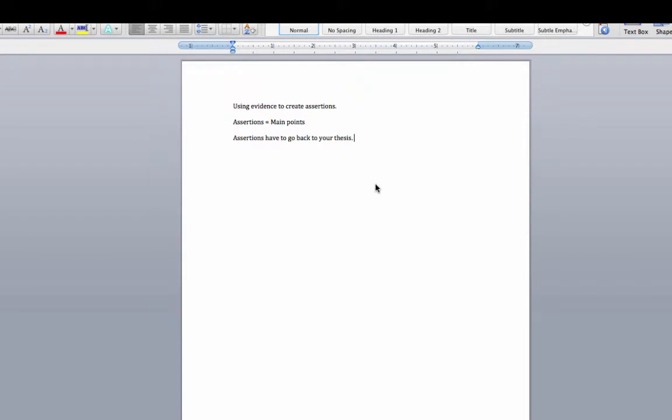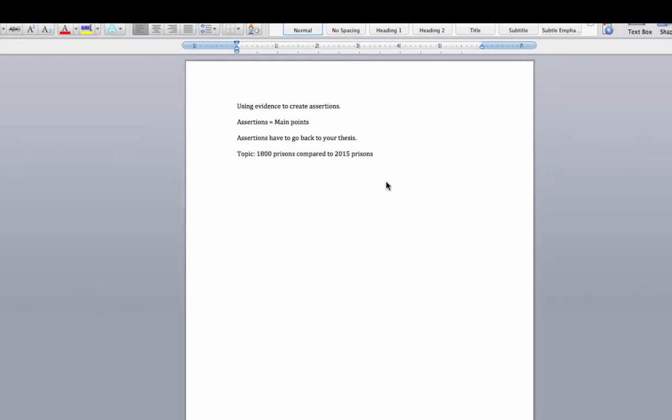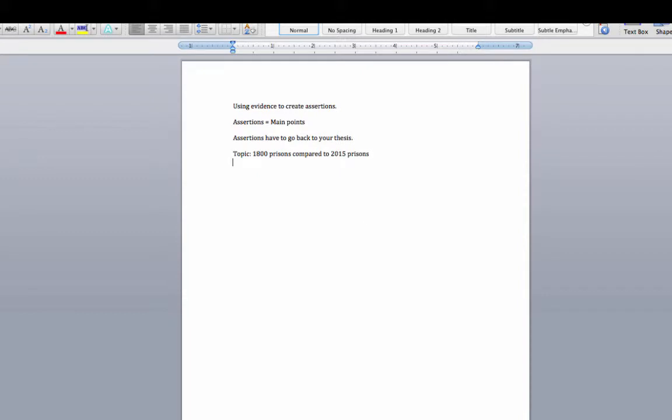So let's say that your topic is 1800 prisons compared to 2015 prisons. Okay, this is a pretty good topic. A lot of interesting things going on. Now, a good thesis is going to incorporate all of the things that you're going to talk about in your paper. It's going to give you a little bit of latitude or leeway to create something good.